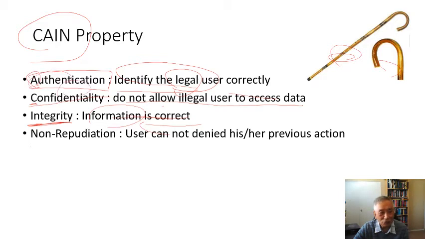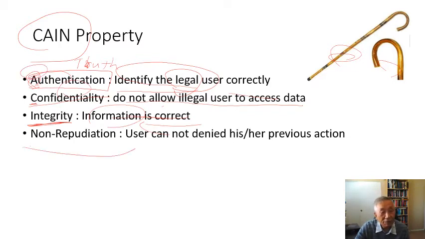Authentication is about truthfulness. When you buy something that's genuine, not fake, then we say the product is authentic. So you are really the right person, or the right product, or the right object. That's the idea about identifying it.